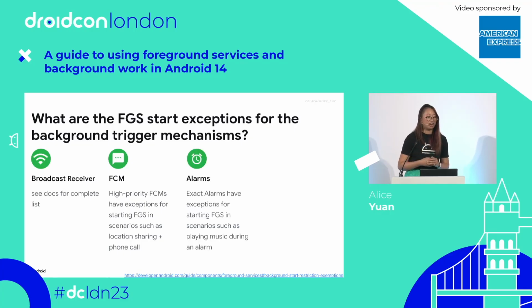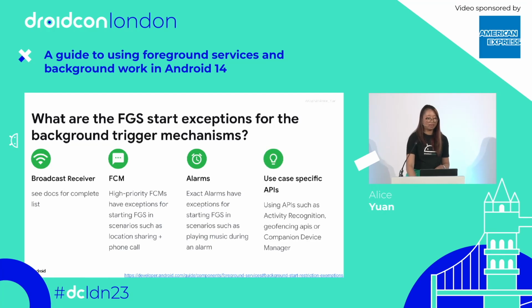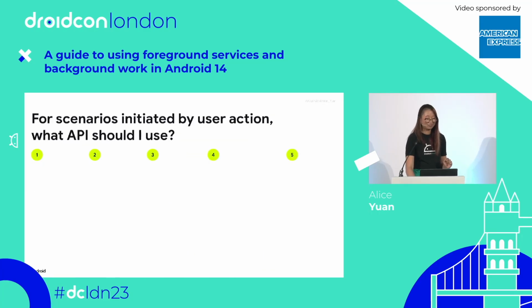For alarms, there are exact alarms, like you want to schedule an alarm to play music sometime in the future, and this needs some immediacy and guarantee of determinism. So we allow this to start a foreground service. And finally, there are also use case-specific APIs. There are a number of these APIs, such as activity recognition, geofencing APIs, or companion device manager, that are able to start from the background and start a foreground service. All of these exemptions are, again, documented on DAC.